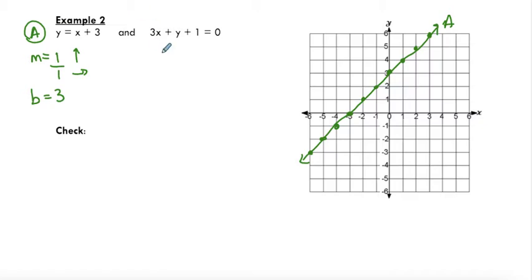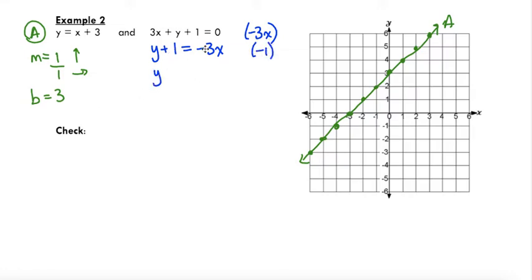So for example 2, my second equation, I'm going to go ahead and solve for or rearrange this equation so that it's in slope-intercept form. So I'm going to start by subtracting 3x from both sides. So 3x take away 3x is 0, so I'm left with y plus 1 on the left-hand side, and 0 take away 3x is negative 3x. From here, in order to isolate for y even further, I'm going to subtract 1 from both sides.